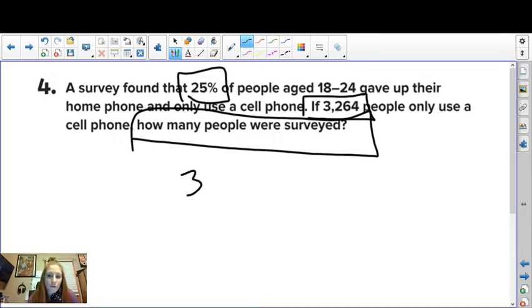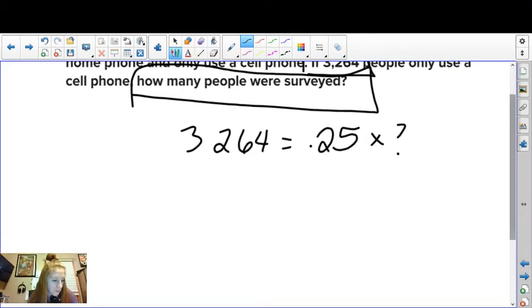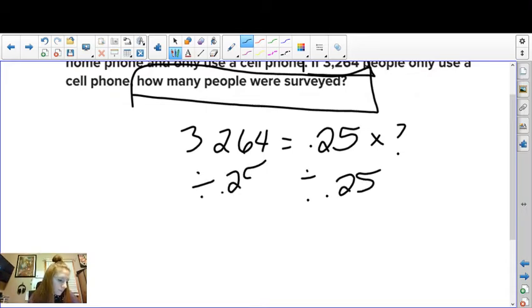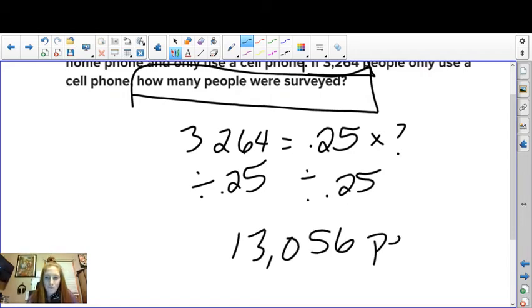So 3,264 is equal to 25% of what? Is essentially what this question is asking me. So I need to divide both sides by 0.25. And I should get 13,056 people.